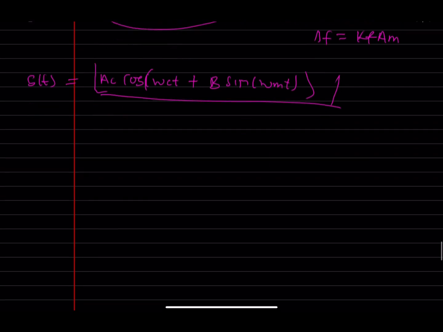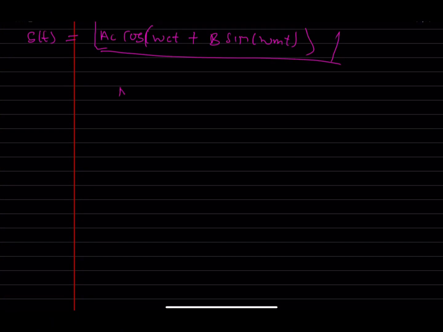FM can also be divided into two parts, which are the narrowband FM and the wideband FM. And we will talk about them later.